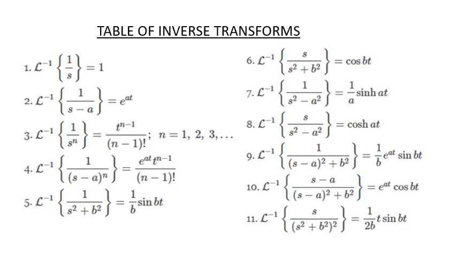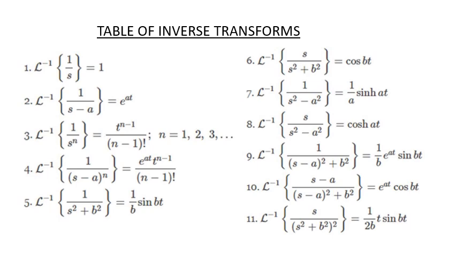1 by s square plus b square is 1 by b sine bt. Inverse of s by s square plus b square is cos bt. 1 by s square minus a square is 1 by a sinh at. S by s square minus a square is cosh at.